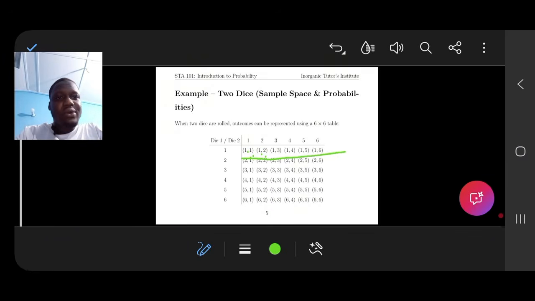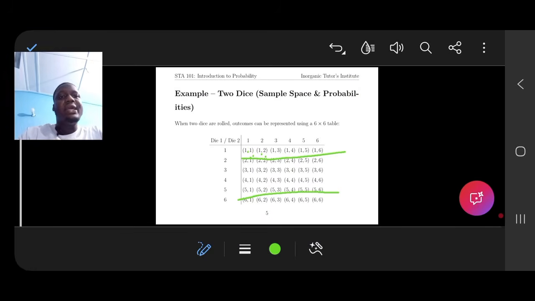So when you come to this particular row, we have 5 1. 5 1 means that the first die produced a 5 and the second die produced what? 1. 5 2 means the first die produced 5, and when we check the second die, or when we rolled it the second time, we had a 2.